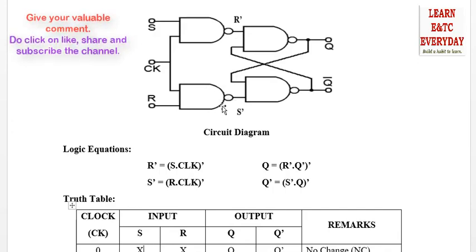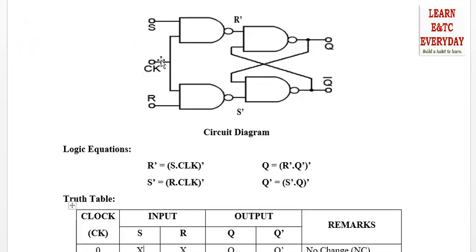So we are using 4 NAND gates: this is 1, 2, 3 and 4. S and R are the inputs to the first and second NAND gates, with the clock as the second input to both NAND gates. The outputs of the first and second NAND gates are applied as inputs to the third and fourth NAND gates. So this is the third NAND gate, this is the fourth. This is one pair of NAND gates, and this is another pair.